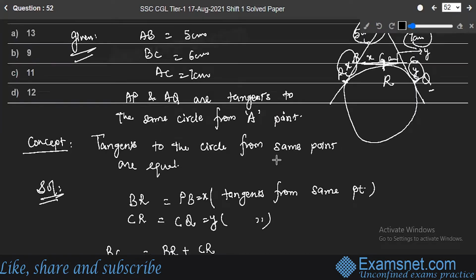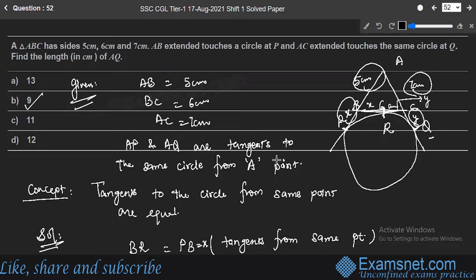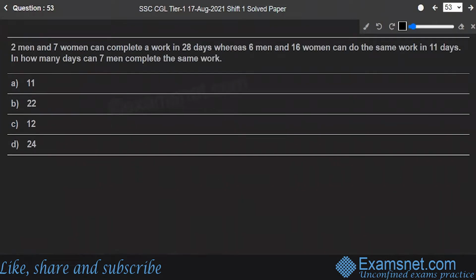So let's check with the options. Yes, we have option B as the correct answer to the question. Hope you are clear with this. Then let's move to the next question, number 53. So let's start with question number 53.